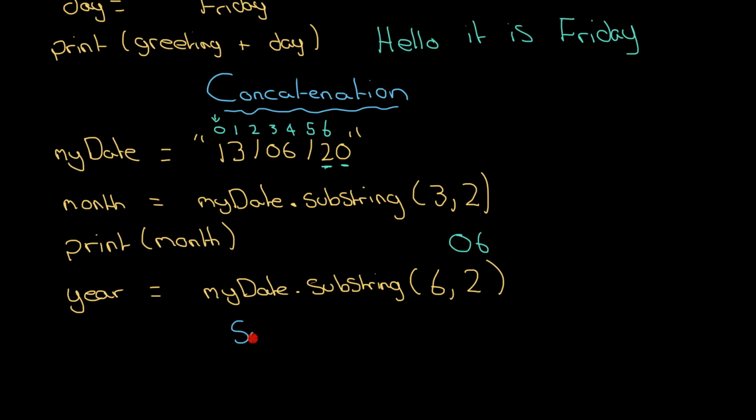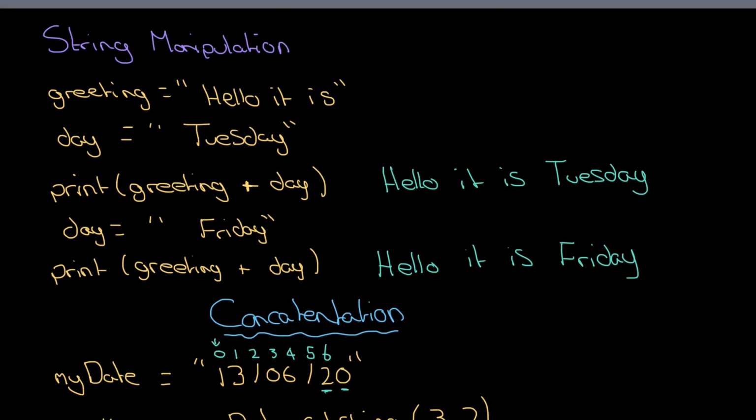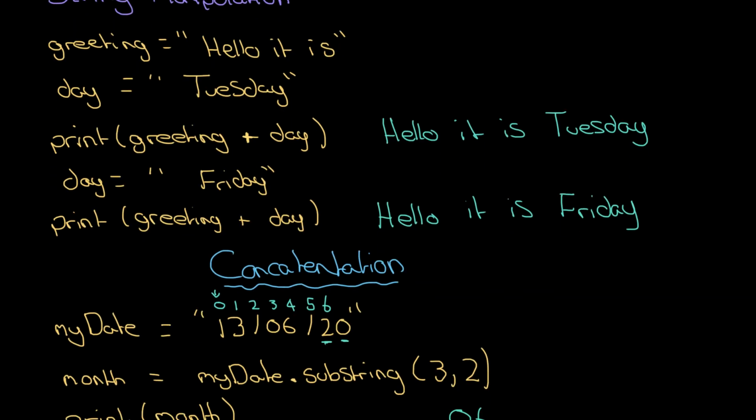So that's how you get a substring, also called slicing. It's a bit of an advanced technique for strings, but it's an important one for you to know. If you know how to slice up a string to get part of a string from a large string, and you know how to add strings together, then you know all you need to know for string manipulation.